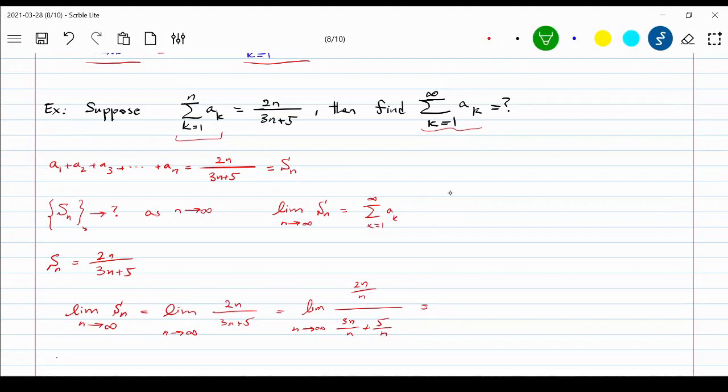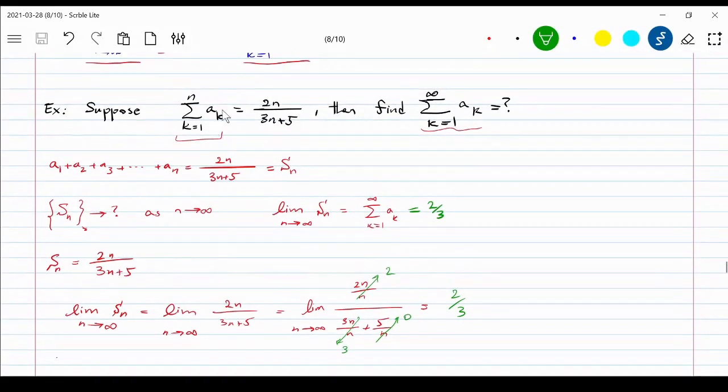So now this term approaches 0. This approaches 2, and here would be 3. Right, the n's will cancel. So what we have is finally 2 thirds. So this summation is basically 2 thirds. Okay, nothing too complicated. It tells you about the convergence. So I can say this series of ak's will converge.